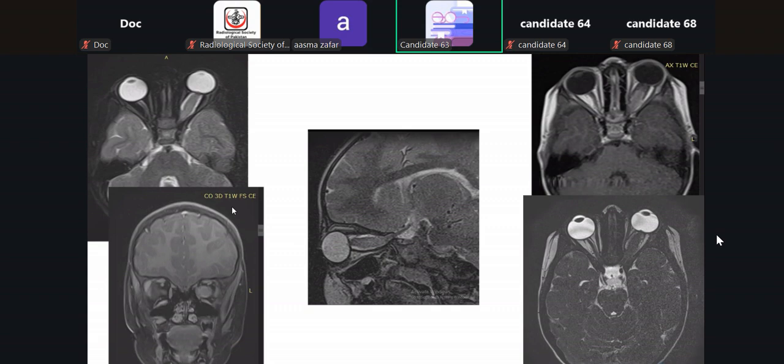This is 3D T1 weighted fat set. And this one? Contrast enhanced axial T1. So the left optic nerve is showing avid enhancement. So I will revise my findings to optic nerve meningioma. And next, I will do the workup for NF2 to see other meningiomas in the brain and any other acoustic neuromas.